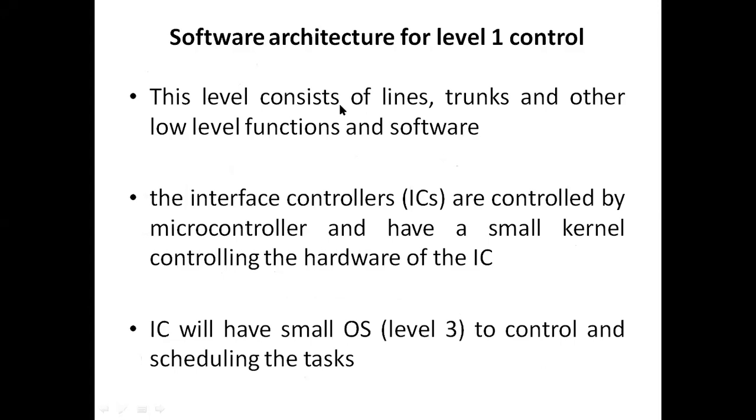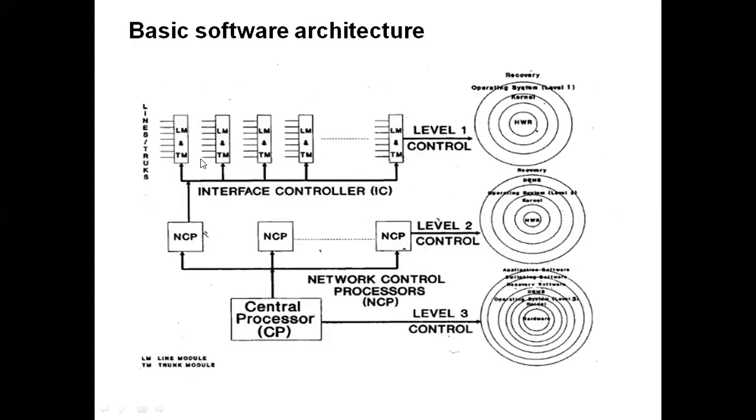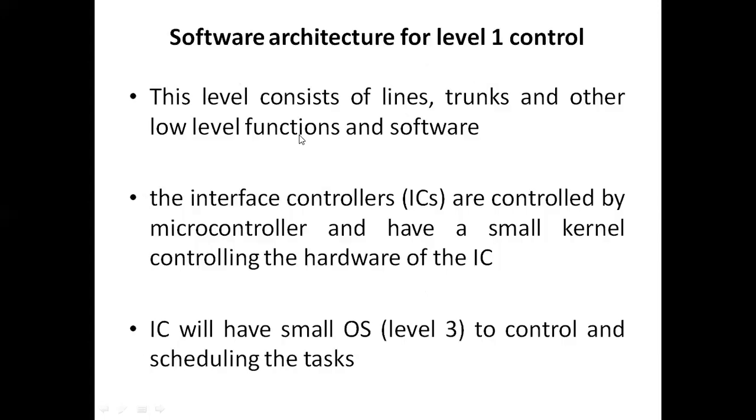The software architecture of the lowest level of control consists of lines and trunks and other low-level functions of the end software. As you can see from the diagram, this level contains the line and trunk modules and the interface control and its related hardware and software. The interface controllers are controlled by the microcontroller and have a small kernel controlling the hardware of the IC. As the architecture of the digital switching system is distributed, each level has its own hardware and software, and its own local control.